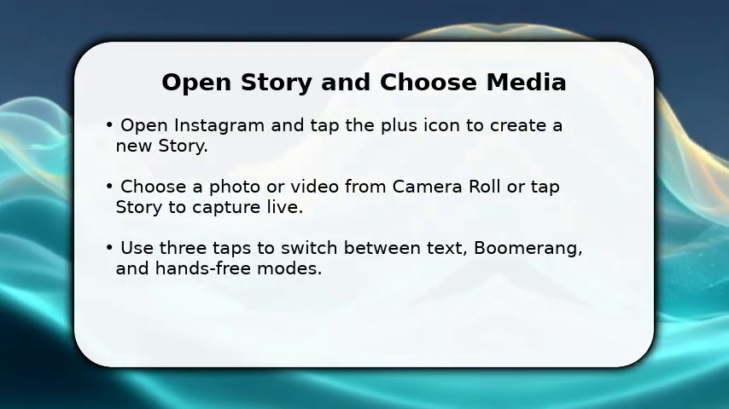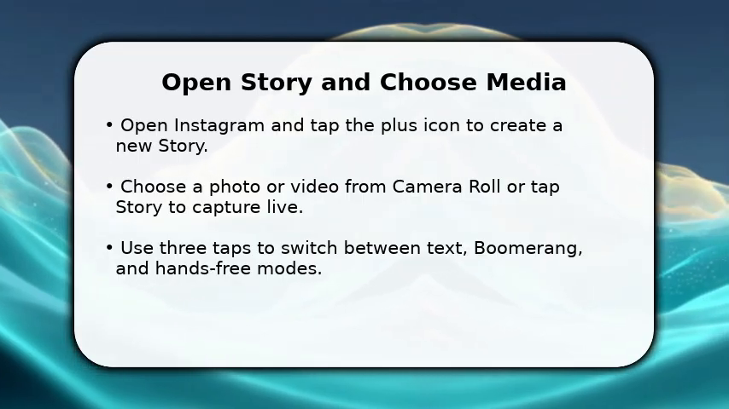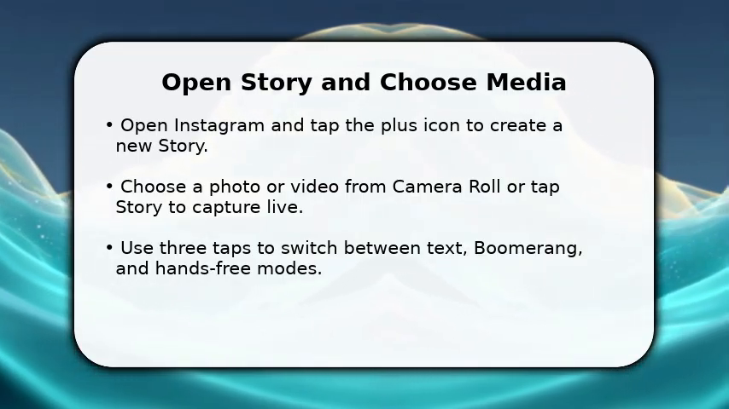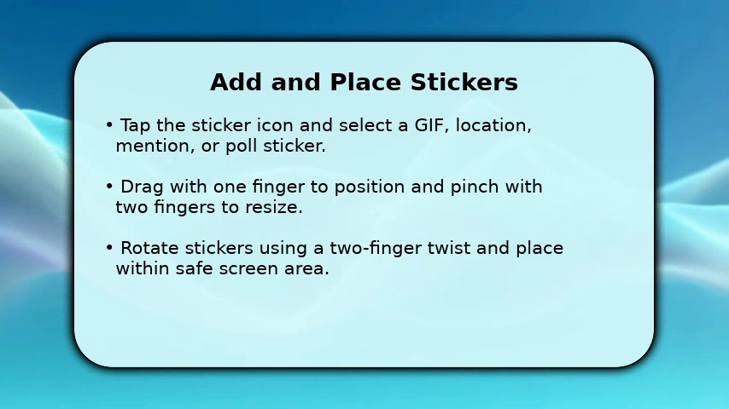Tap the sticker square at the top to open the sticker tray. Wait a moment while stickers load and suggested stickers appear based on your content. Tap the sticker icon and select a GIF, location, mention, or poll sticker.